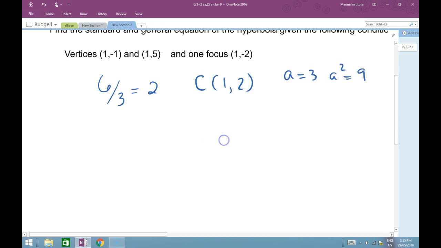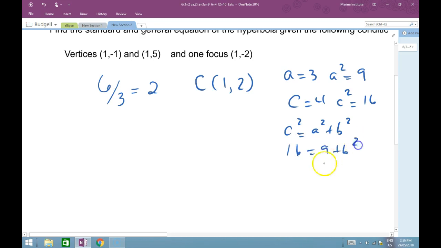Now, the focus. Look at the focus. We have the x-coordinate be 1, but the y is -2. The distance from the center to the focus is the C value. To go from 2 to -2 is 4 units. So C is 4 units, so C squared is 16. Using C squared equals A squared plus B squared, we can find our B squared. So we have 16 equals 9 plus B squared. B squared is 7. We now have enough information to find our equation in standard form.